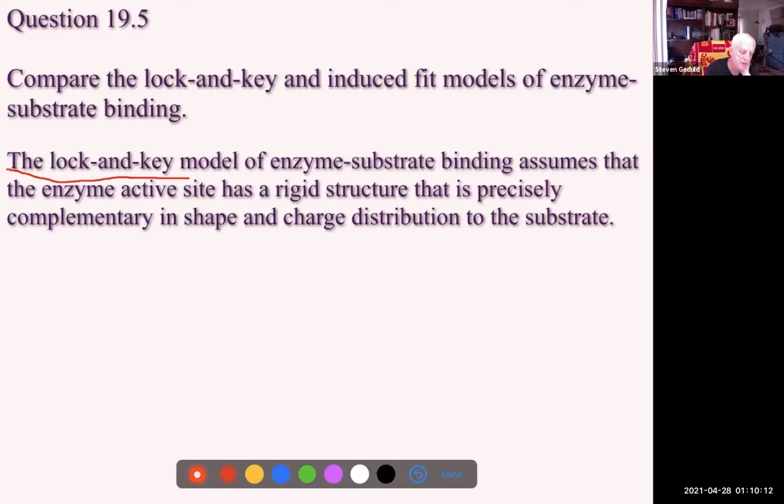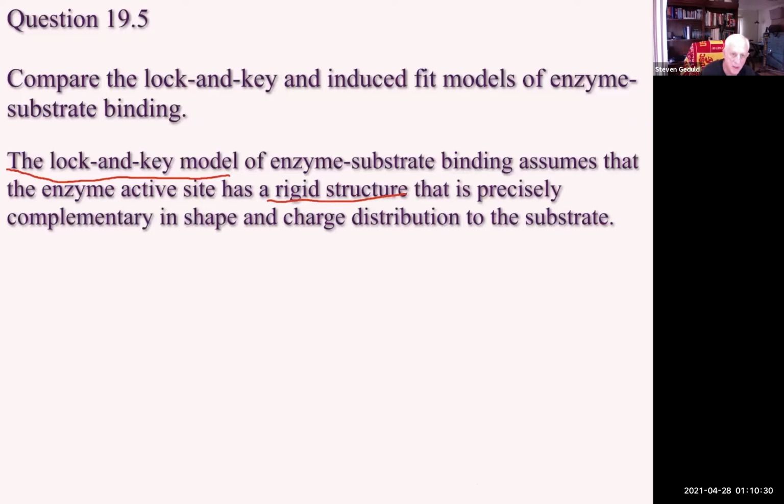Okay, so the first one is the lock and key model of the enzyme substrate complex binding. It assumes that the enzyme active site has a rigid structure, and it's precisely complementary in shape and charge distribution to the substrate. So the substrate fits in exactly as it is shaped. That's the lock and key model. Only one key fits one lock.